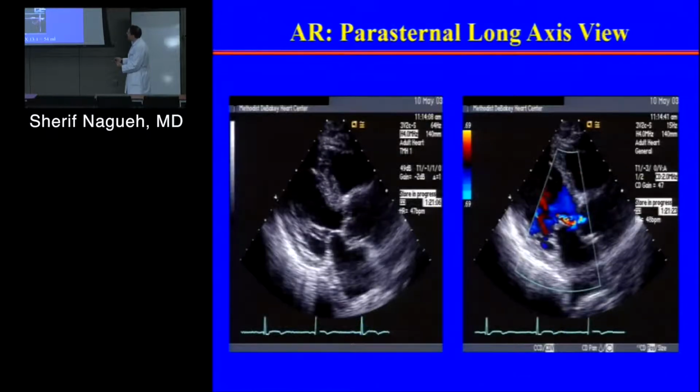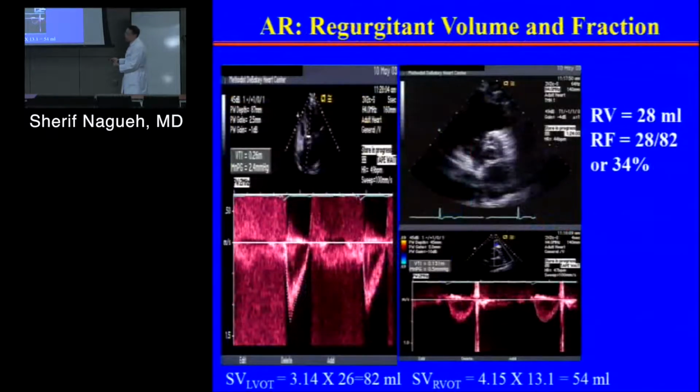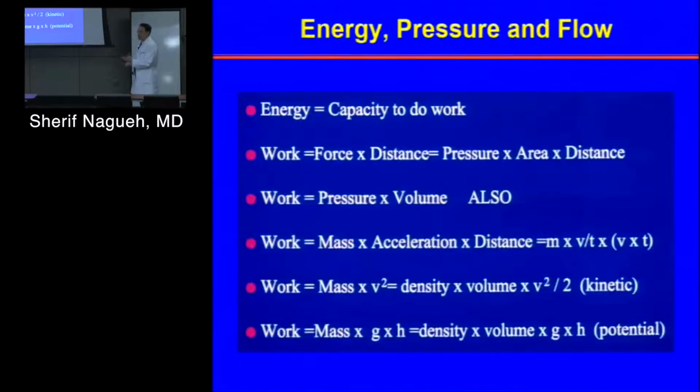The same can happen for aortic regurgitation. Here we are looking at flow through the LVOT and through the RV outflow tract. So we do this day to day in the echo lab for those who look at regurgitant valvular lesions.